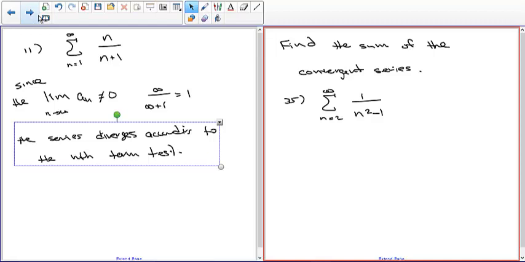Now the next one doesn't look like a geometric series. Oh, I know. That reminds me, I haven't talked about one other thing in this section, and it's called a telescoping series. So let me mention that. Looks like it's about time to quit, but let me just mention telescoping series.